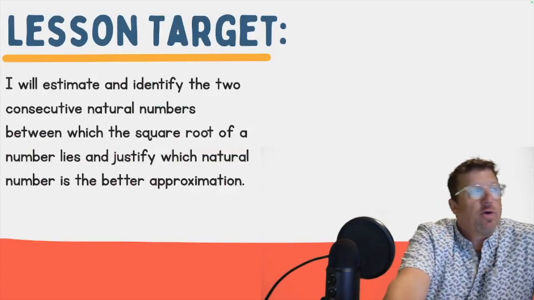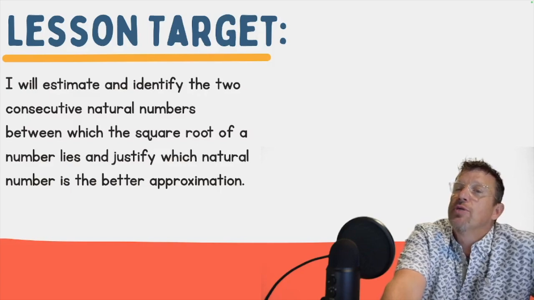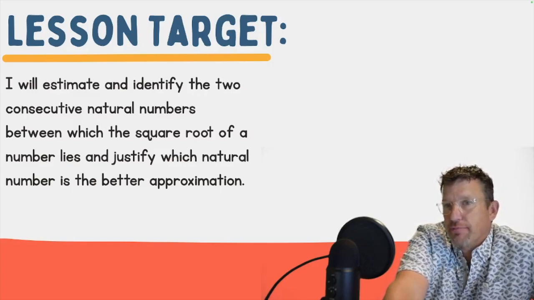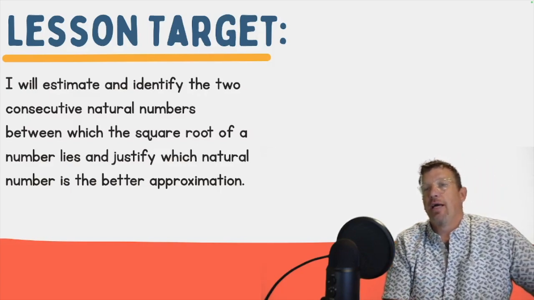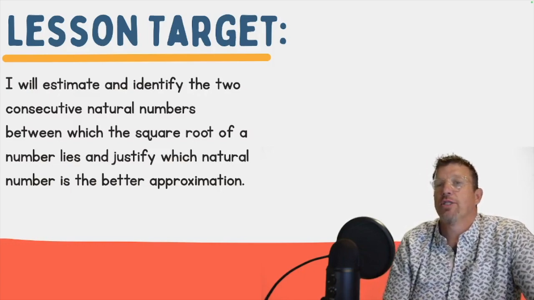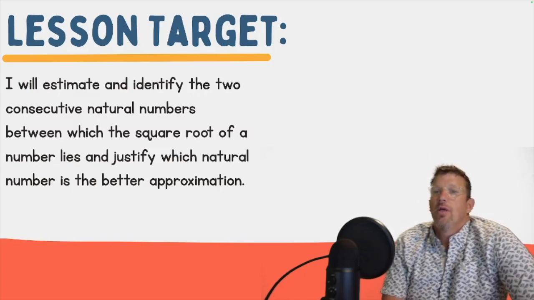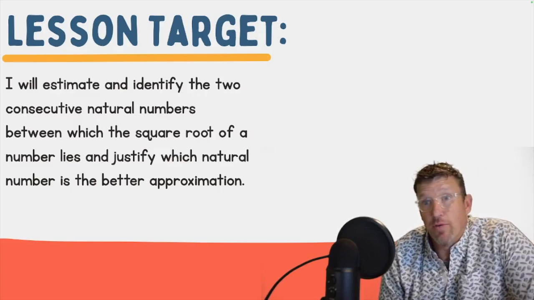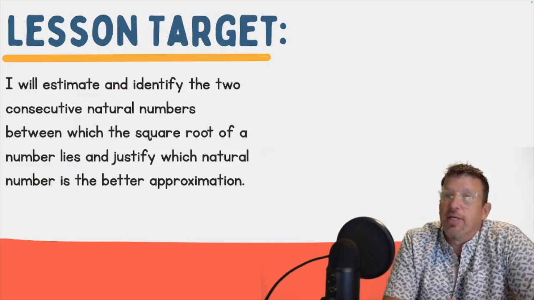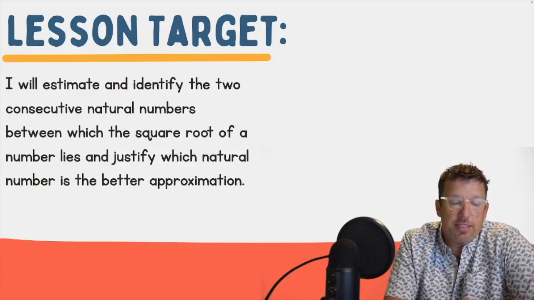Okay, today what we're going to work on is estimating and identifying the two consecutive natural numbers between which the square root of a number lies, and then justify which natural number is the better approximation. Okay, so that's a lot of mumbo jumbo words in there that may not make a lot of sense. Let's just make sure we understand a couple of vocab or math concepts mixed in there with it.